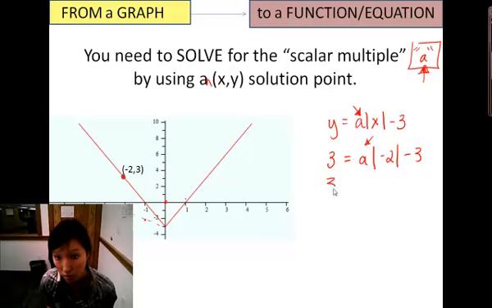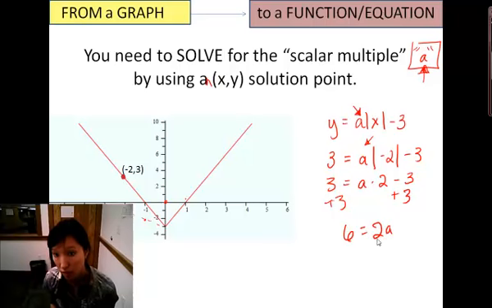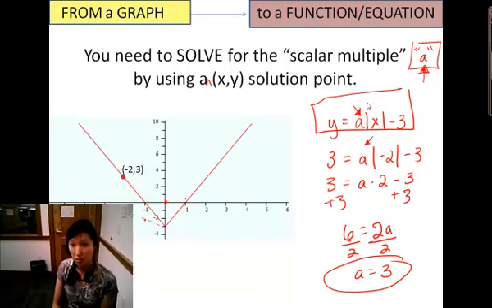So simplify where you can, and then just use the reverse order of operations. So here we have a is equal to 3. This is always the method. You'll know the transformations that you have, and then you'll slap in an a and solve for it. So you need to solve for the scalar multiple.